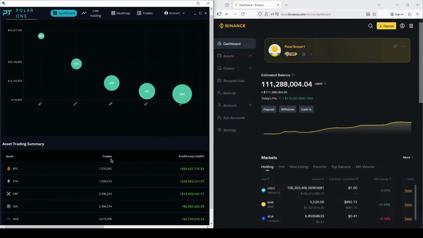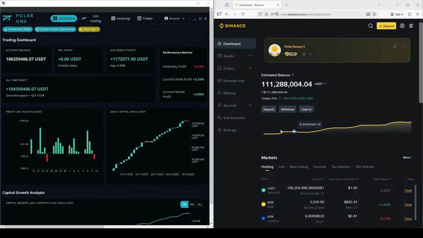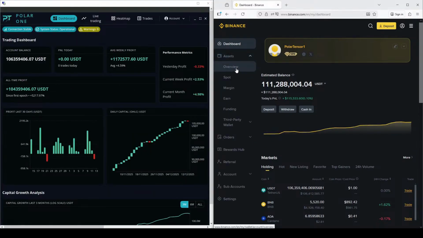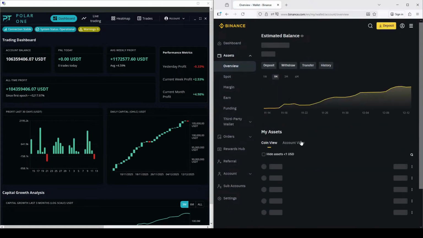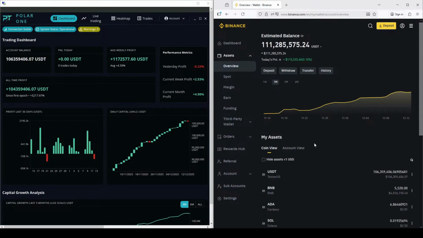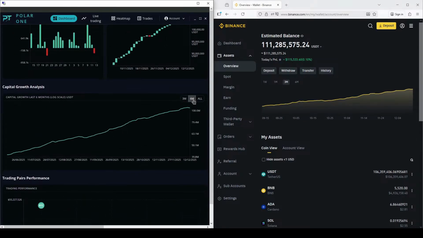Now, let's head over to the Binance Assets overview. Here, we can see the same amount of USDT in both our software and Binance. The balance on Binance is higher because we have BNB on the account for VIP status, which gives us the lowest possible fees. The software only reflects USDT and the percentage earned on it. In the chart, we can see how the account balance has changed over time. This is shown both on Binance and in our software.